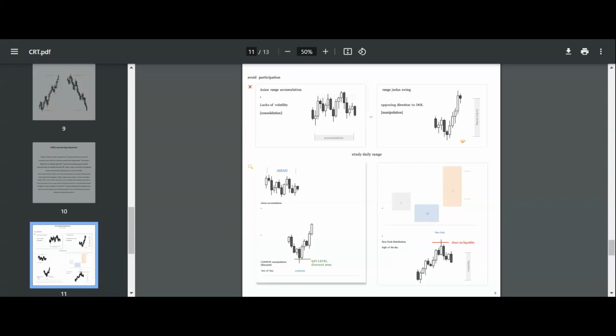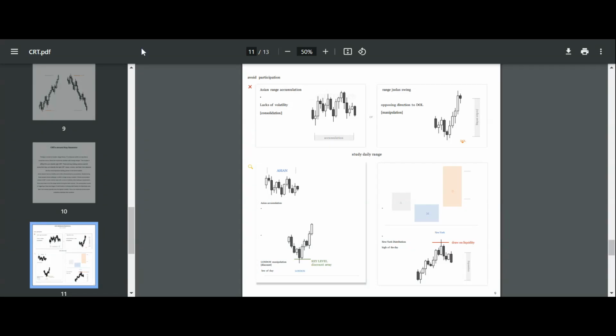What you want to avoid: participating in your Asian range. You don't want to trade the candle that is going to form your CRT. Then what you also want to avoid is market not manipulating your CRT high and low and moving in the direction of your draw on liquidity or against your draw on liquidity. You do not want to participate in trading once there is no manipulation into a key level. There has to be a manipulation into a key level, I repeat. Without a manipulation into a key level, there is no trade.